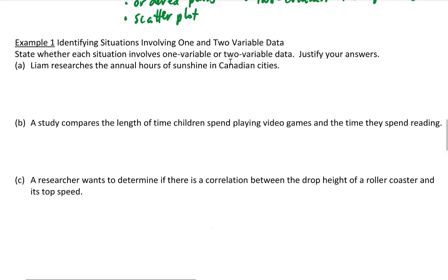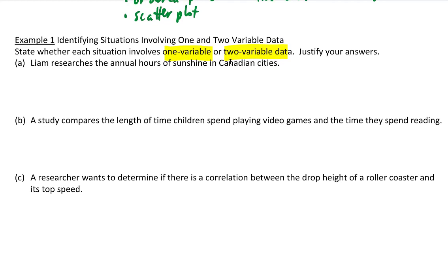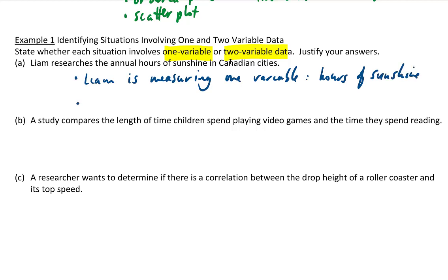Example 1. State whether each situation involves one variable or two variable data, and justify your answers. A. Liam researches the annual hours of sunshine in Canadian cities. Liam in this case is measuring one variable, and that is hours of sunshine. Note, Canadian cities are not being measured. Canadian cities are just given a name. We're not attaching a number to that, but we are attaching a number to the hours of sunshine for each of those cities.